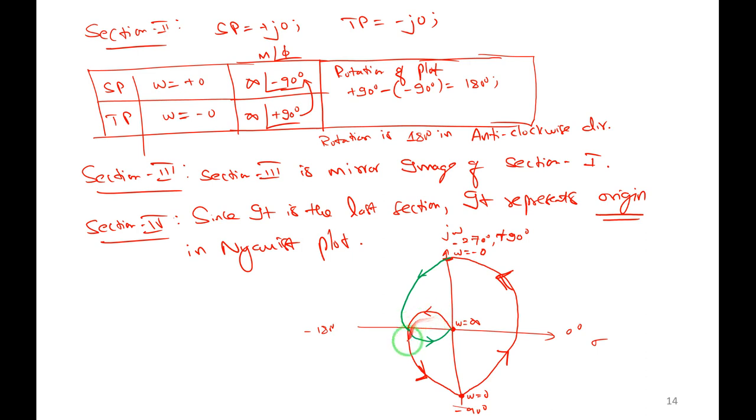See, it starts here. This is the section 1 polar plot, the section 2 polar plot, and section 3 is the mirror image of this, about the real axis. It is exactly the mirror image, right? Then section 4 represents the origin. Origin is here, right? It represents the origin in the Nyquist plot. No need to draw. So this is the rough Nyquist plot.